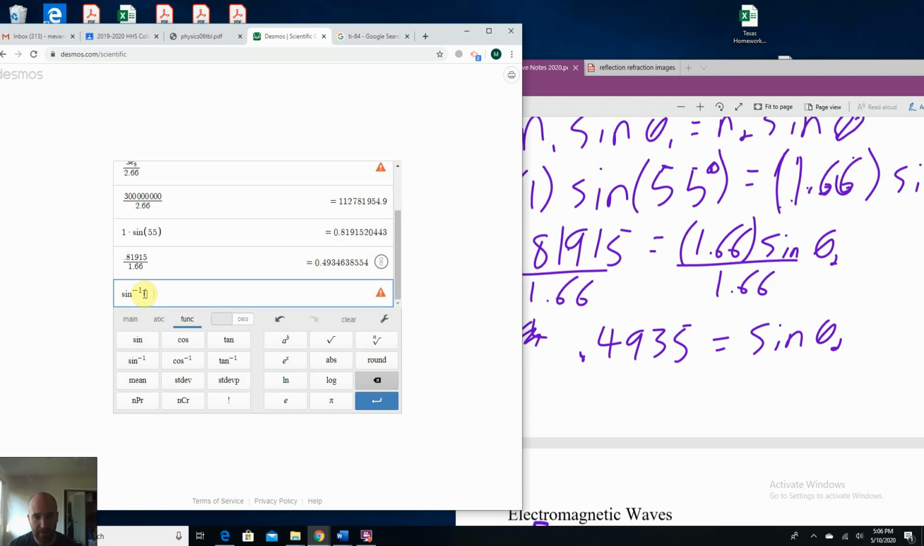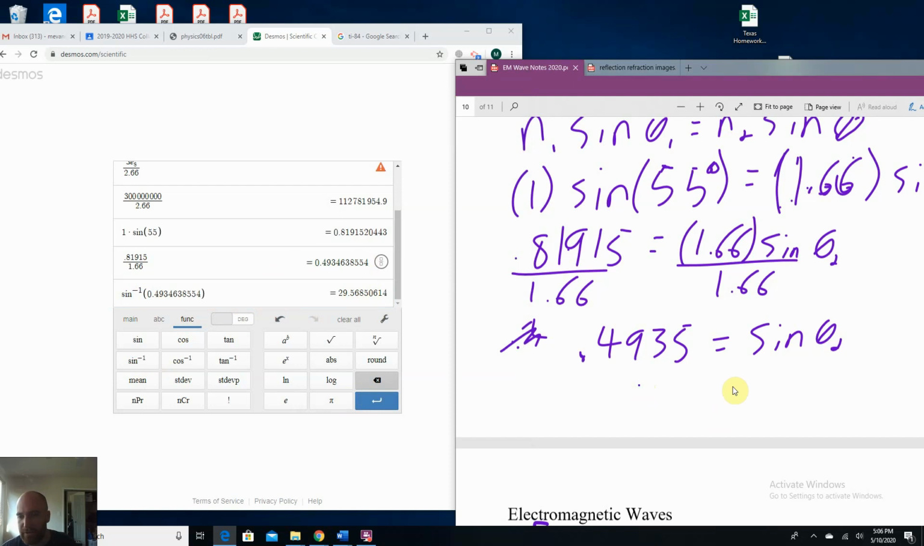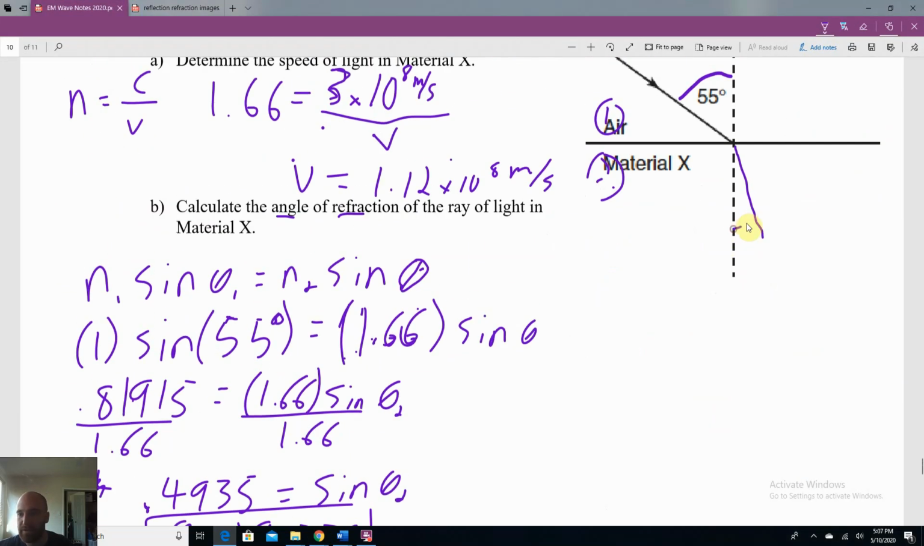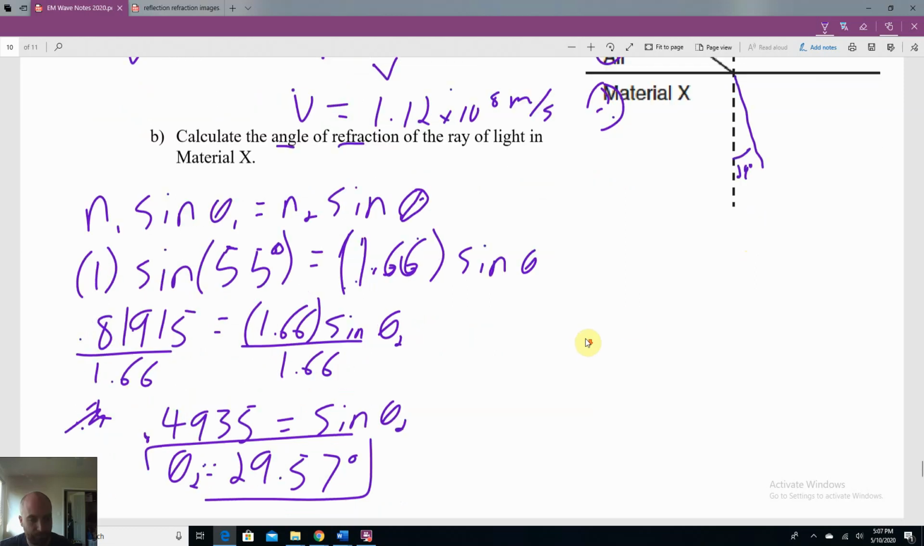For this one, hit this function button, inverse sine of, can I just copy and paste that? Is that going to work for me? There we go. And that's it, 29.57, let's call it. So theta 2 equals 29.57 degrees, our angle of refraction. So that means that's this angle right here, about 29 degrees. Cool. That's it.